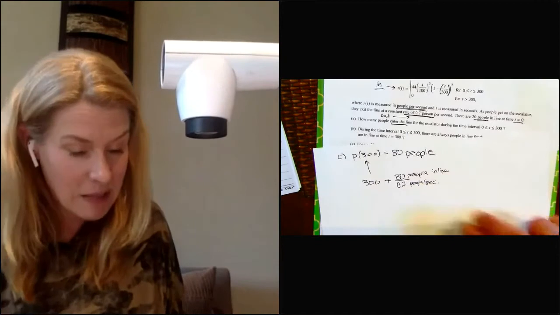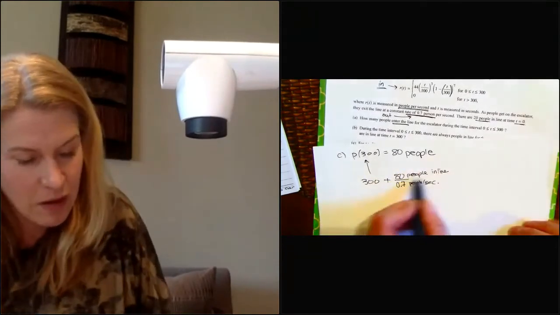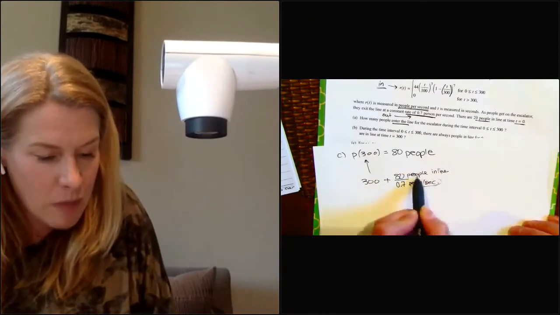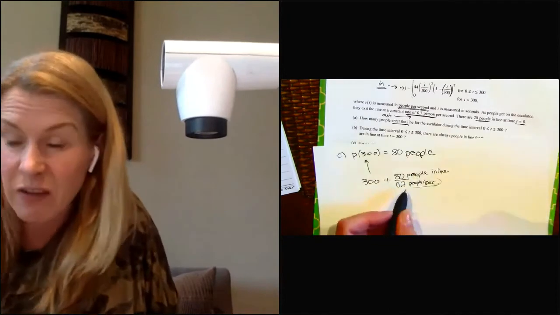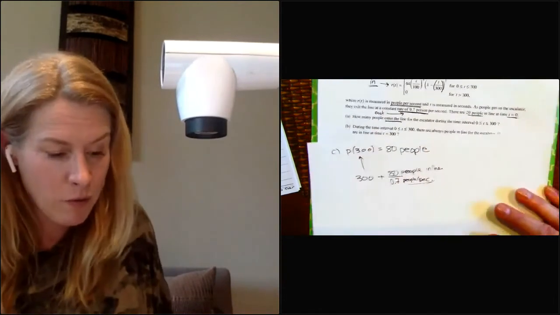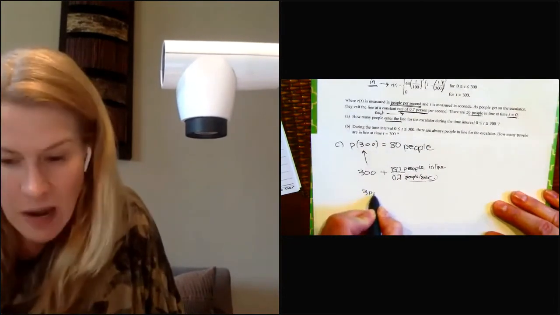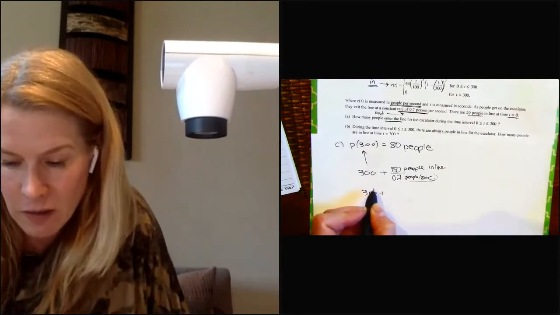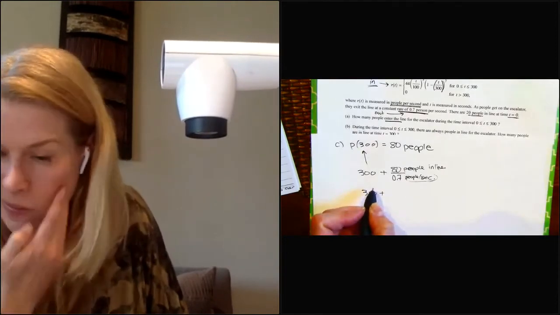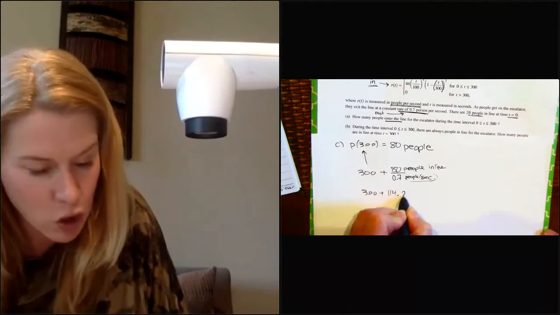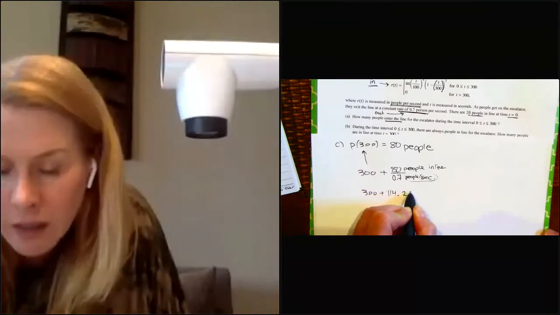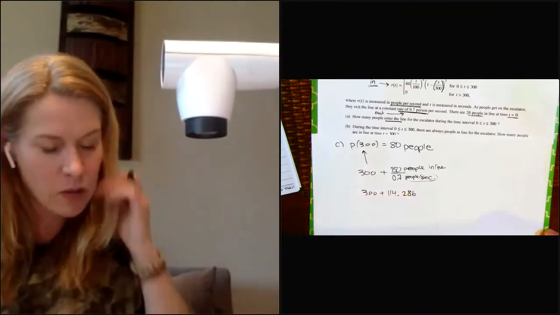And that kind of makes sense, because if I think about people divided by people per second, it's like multiplying by the reciprocal of a fraction. So 300 plus the 80 over 0.7, 80 over 0.7 was 114.286, if we round off to 3 places.